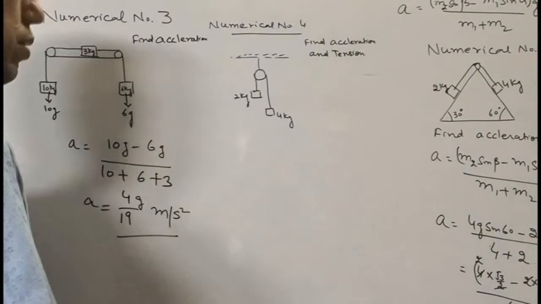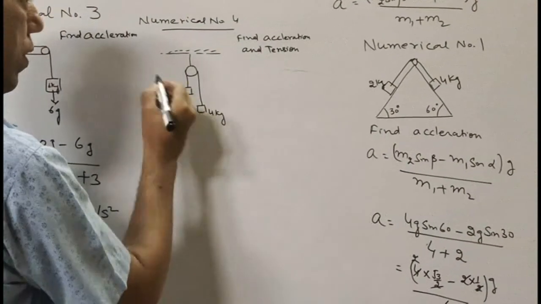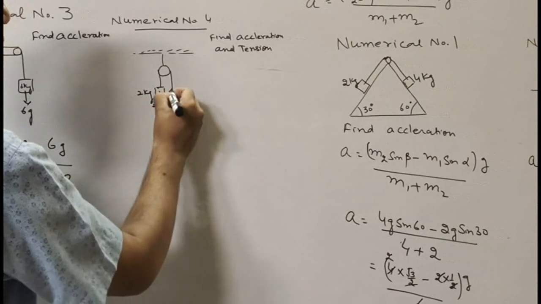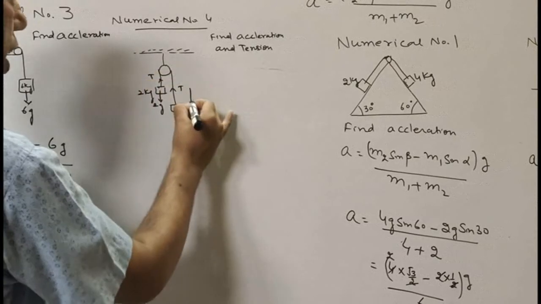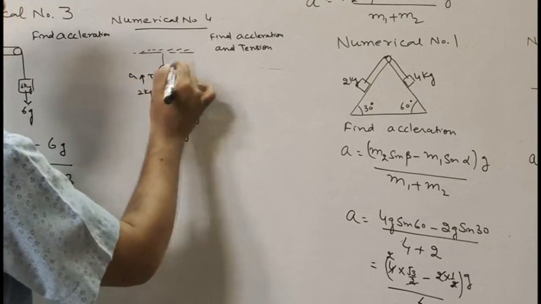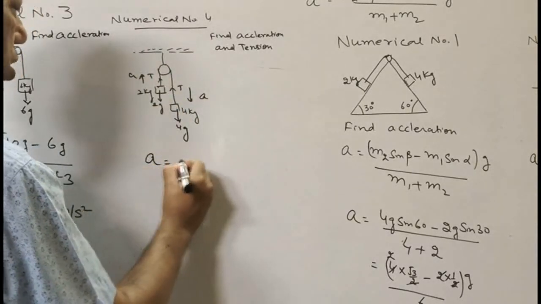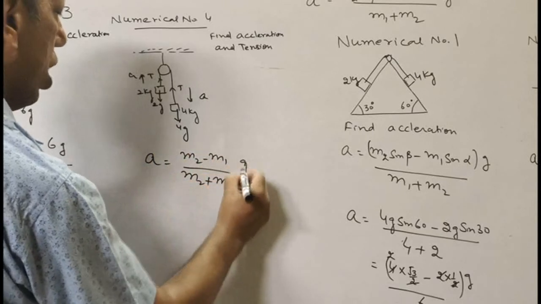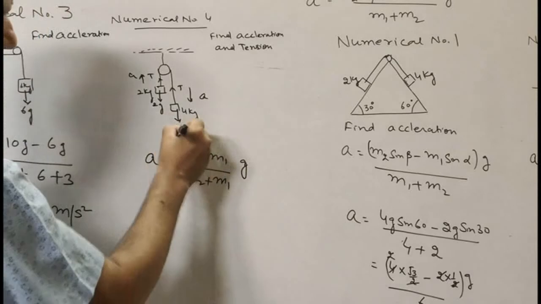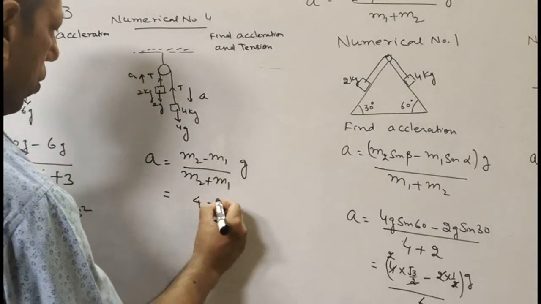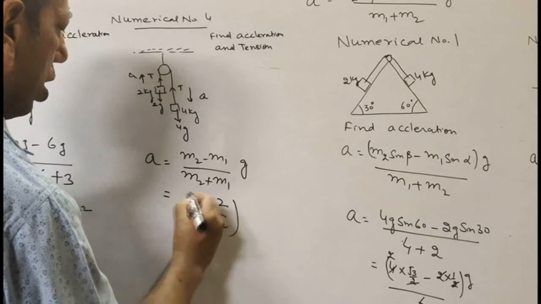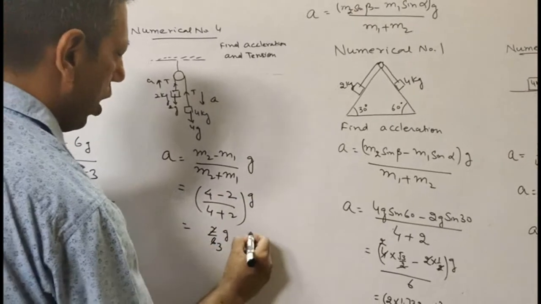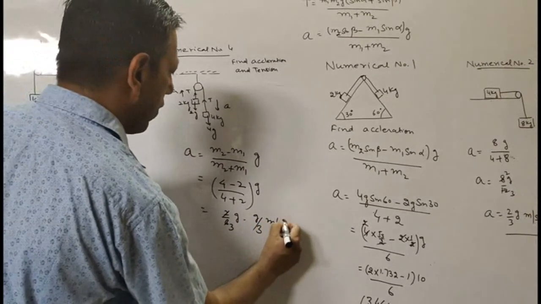Now a simple pulley problem. This is 4 kg, this is 2 kg. 4g is acting vertically downward, 2g is downward, tension is upward, acceleration downward for one and upward for the other. The equation: acceleration is equal to (m2 minus m1) over (m2 plus m1) into g. Now this comes out to be 4 minus 2 over 4 plus 2 into g, 2 by 6 into g. So acceleration comes out to be g by 3 meter per second square.